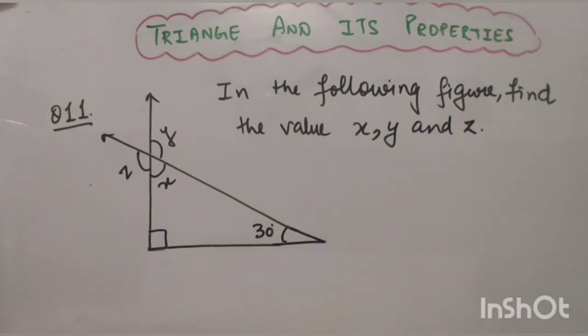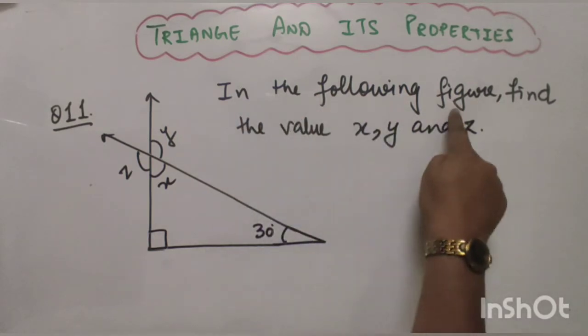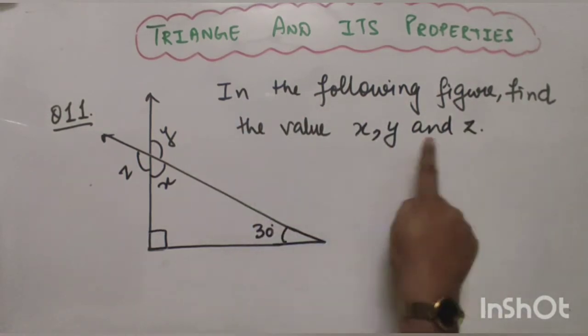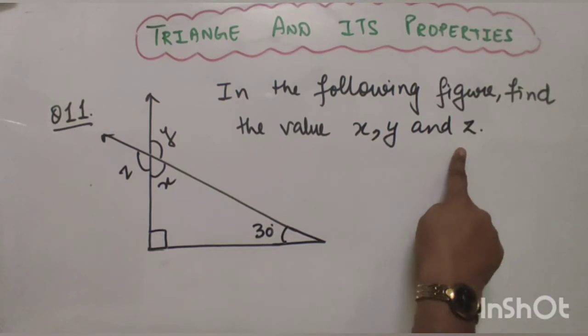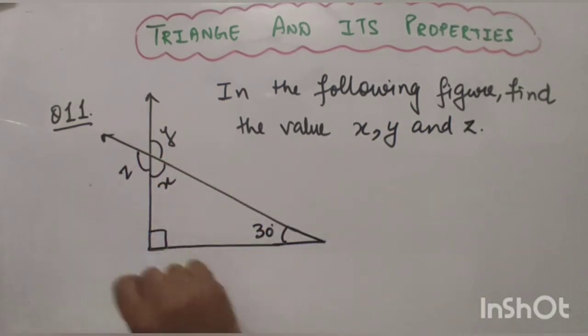And today I am going to discuss one of the questions of your exercise 10.1. So you can see a question on your screen. The question is: in the following figure, we have to find out the value of x, y and z. So this is the figure which has been given to us.